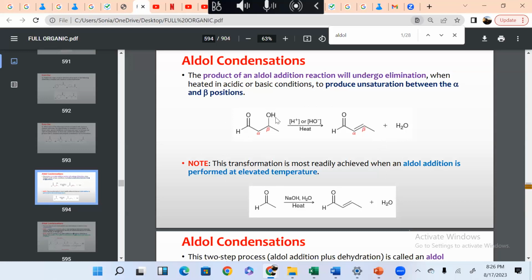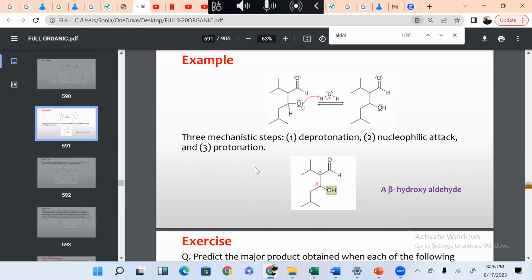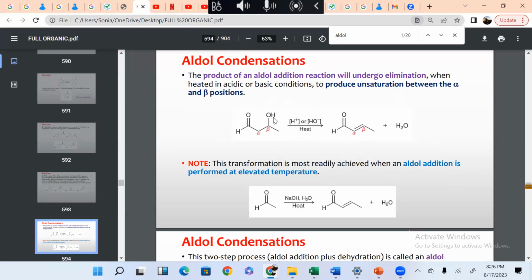You can see this OH group has been deprotonated, like we saw in the 3 mechanistic steps: deprotonation, nucleophilic attack, and then protonation. Once you pick this proton, it's left with an extra pair of electrons, an extra pair of pi electrons, which come here to form a double bond between alpha and beta, and this is usually your product as a result of an aldol condensation. This transformation is most readily achieved when aldol addition is performed at elevated temperature.